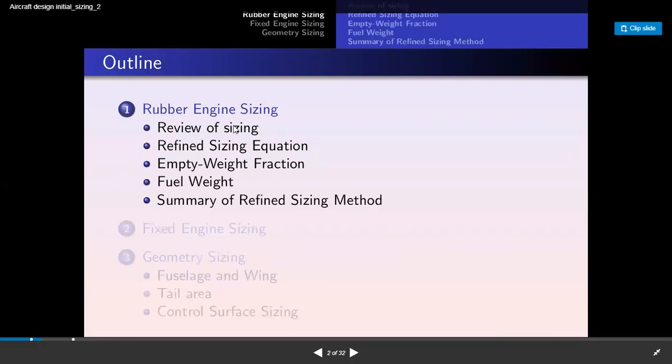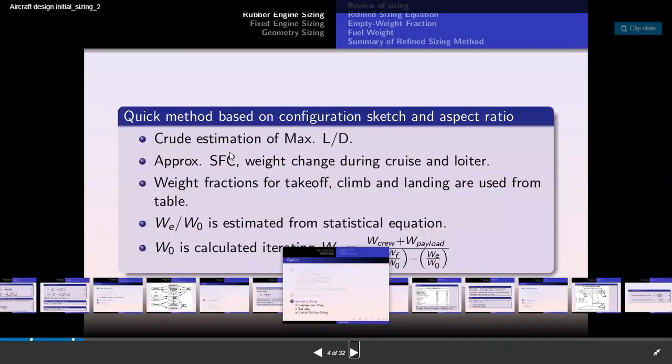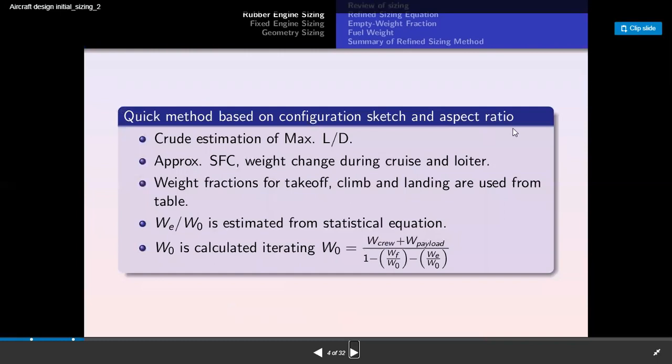The review of sizing, refined sizing equation, empty weight fraction and fuel weight, and summary of the refined sizing method. These are all the outline of the rubber engine sizing. So look here, in the review of sizing, what happens? The quick method is based on the configuration sketch and aspect ratio. Already you know that aspect ratio is b squared by S. The crude estimation of maximum L by D, and the approximation of specific fuel consumption, weight change during the cruise and loiter.